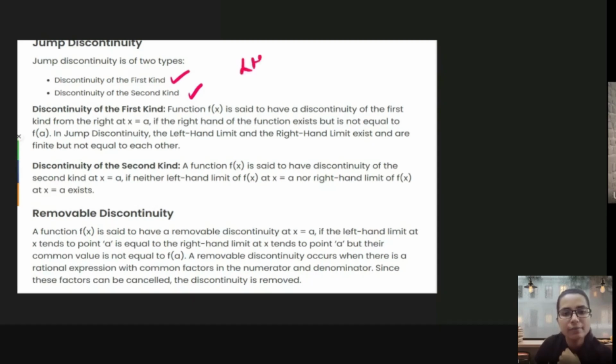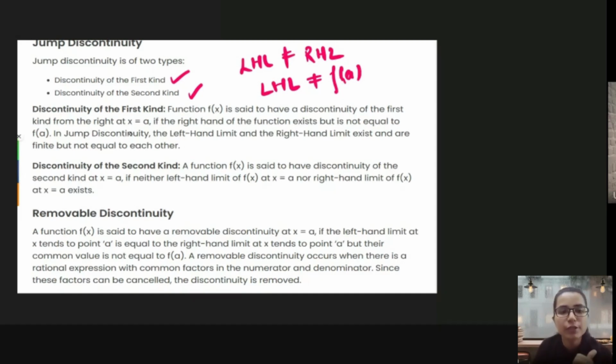The right hand limit or the left hand limit might not be equal, or the left hand limit might exist, or it might not be equal to the functional value. Anything it could be. The function is said to have a discontinuity of first kind from right if the right hand limit is not equal to the functional value.